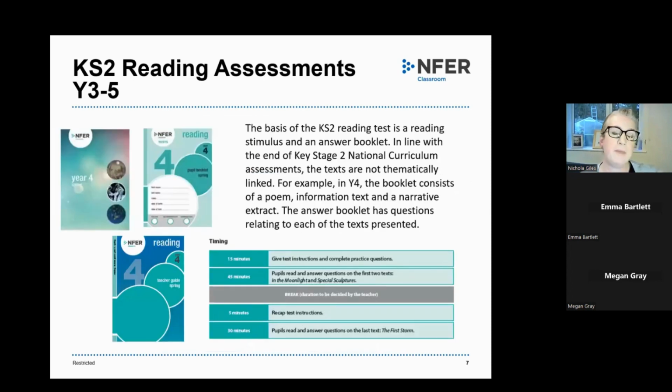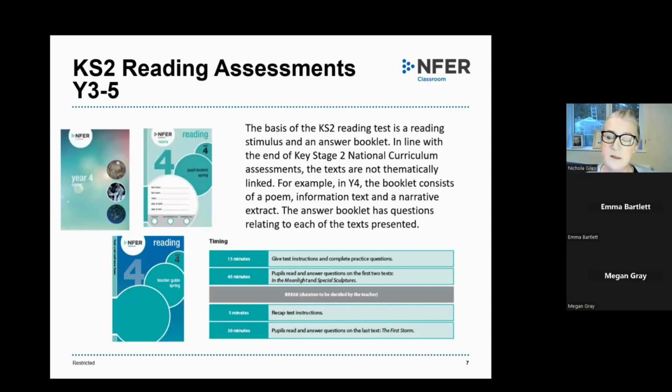So in Key Stage 2, from years 3 to 5, it's based very much in line with the end of Key Stage National Curriculum Tests. And you can see again the timings there, these are all in the teacher guides. Where it says, for example, on the year 4 one here about a break, that can be an actual break that children might be having in the morning, or the break can be a day and you choose to do the second part on a second day.